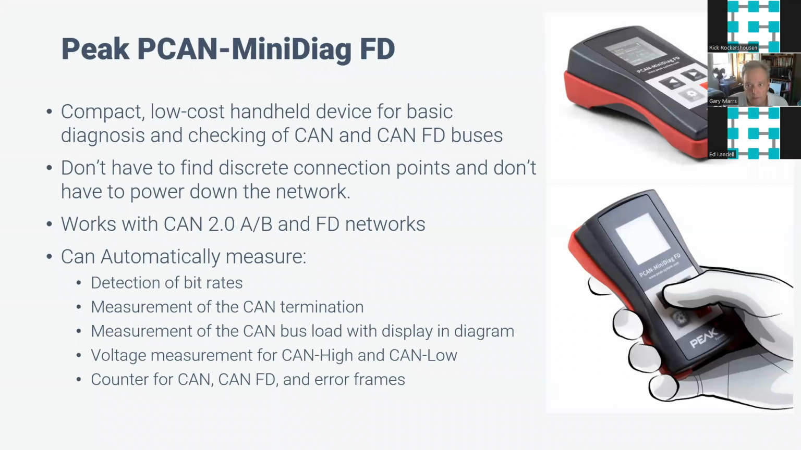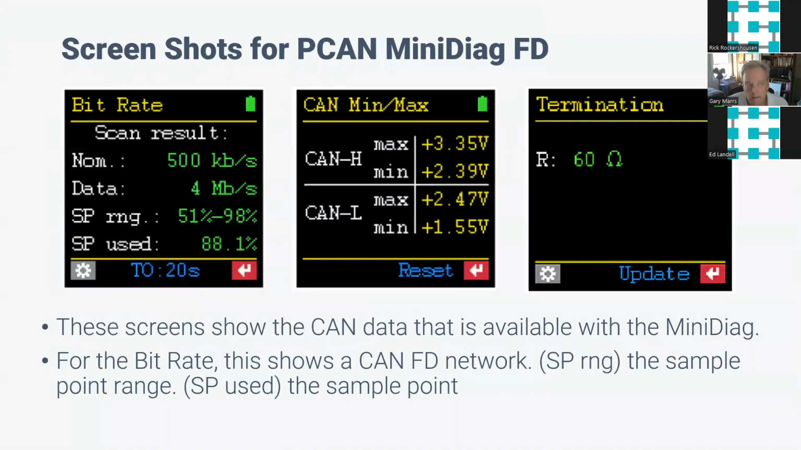I'm going to show you some screenshots that you can get from this tool. So here you can see 3 useful screens. First one's bit rate. You can see that this one's connected to a CAN FD network because the nominal bit rate is 500 kilobits, and then you can see the data is up at 4 megabits. And then here you see the CAN min and max voltages. And there you go. There's the termination resistance on the network, 60 ohms. So you know you're all good there.